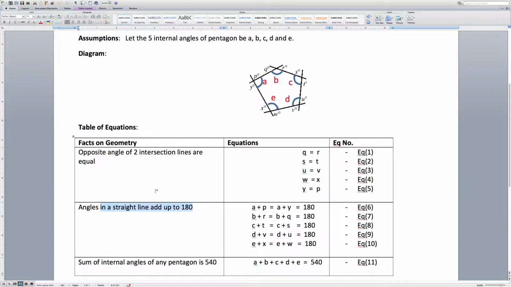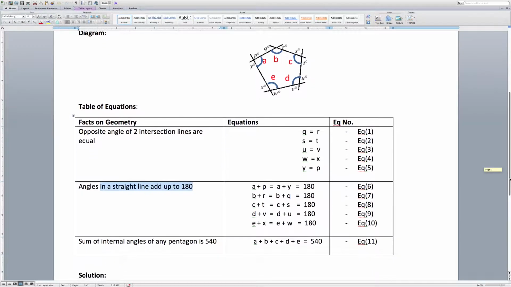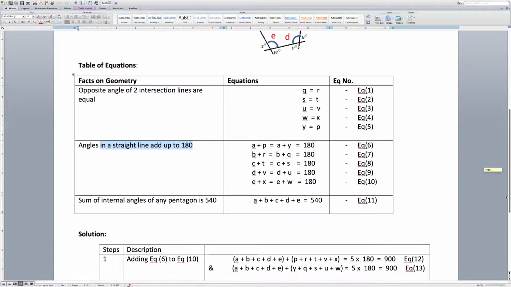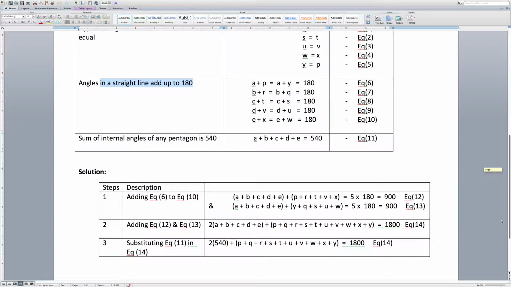And then finally, you're using another mathematical truth, that the sum of all the internal angles in a pentagon is 540 degrees. So if you add up all the internal angles, which are A, B, C, D, and E, they add up to 540 degrees. So that gives you another equation. Once you've noted your equations, then you'll come to the solution, and while following the solution, you'll follow a step-by-step fashion, and as far as possible you'll try to tabulate it.